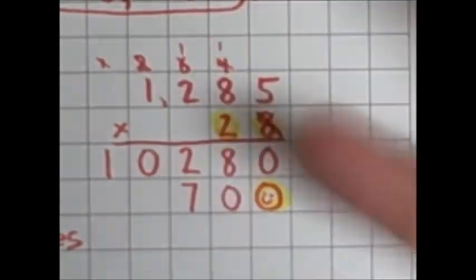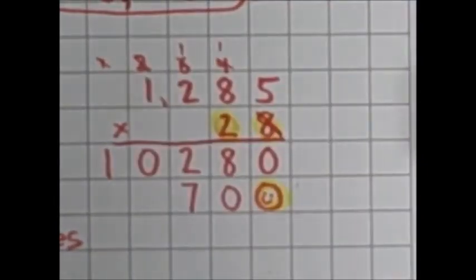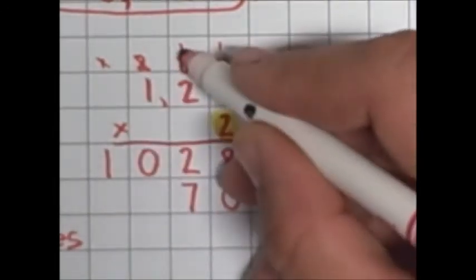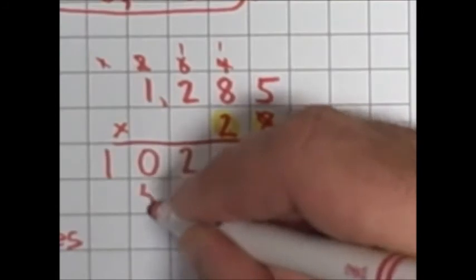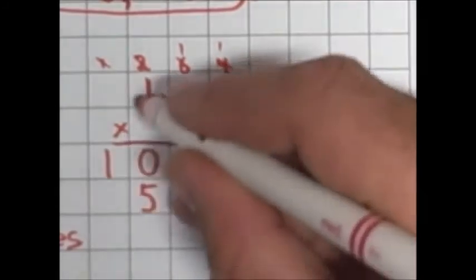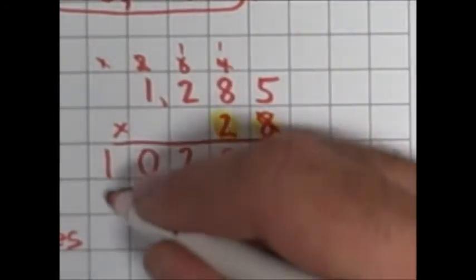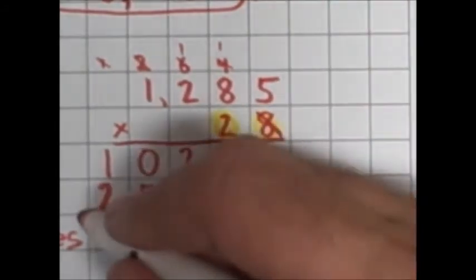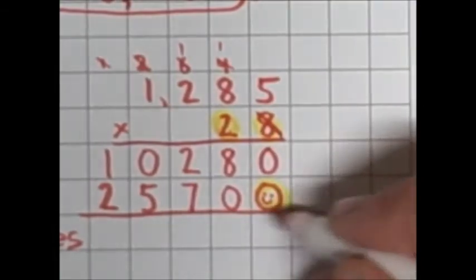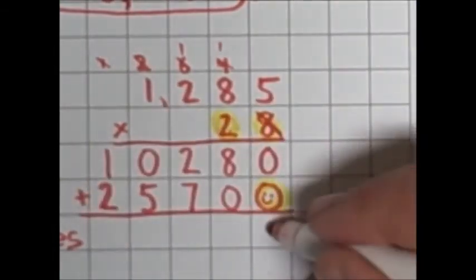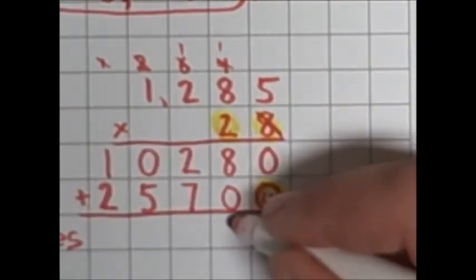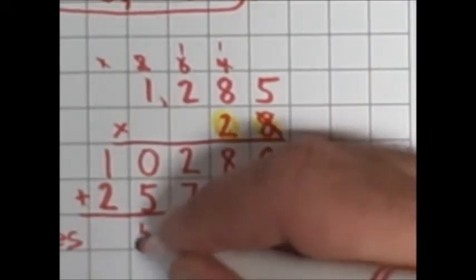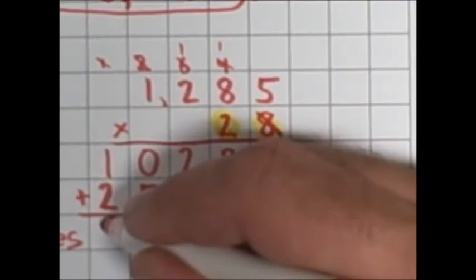Remember, regroupings are kind of a personalized thing. You put them where they work best for you. 2 times 2 is 4, plus 1 is 5. And 2 times 1 naturally is 2. Our second partial product is 25,700. Time to add. 0 plus 0, 8 plus 0, 2 plus 7, 0 plus 5, no regroupings down here, 1 plus 2.